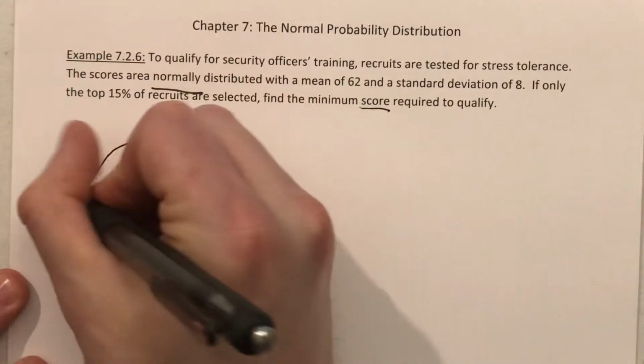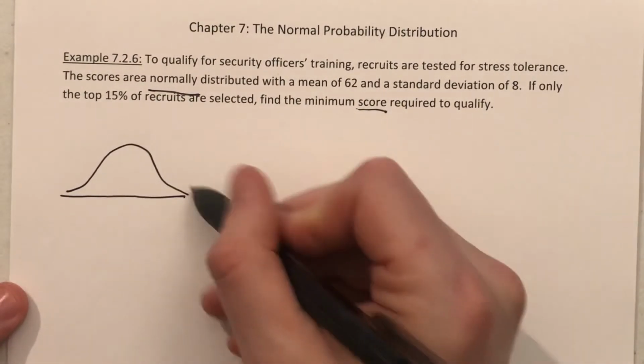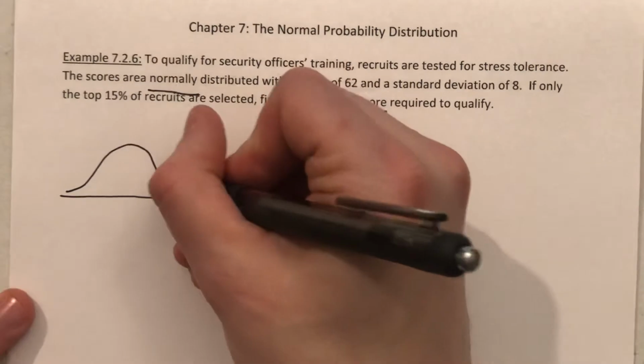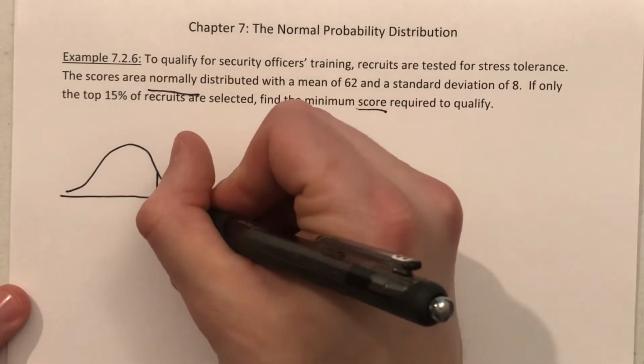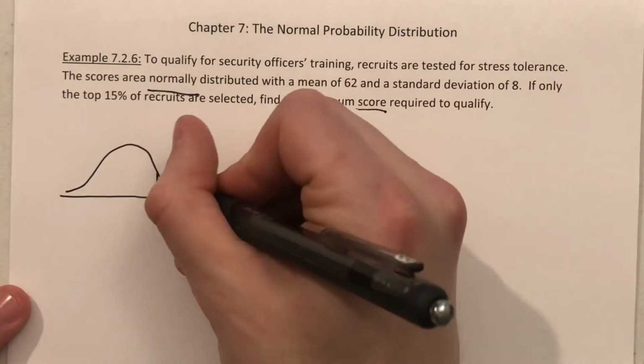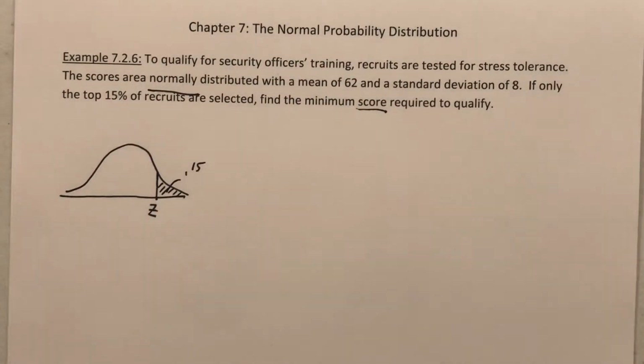So we have a normal shaped distribution. We want the top 15%, the best 15. They're up here. And 15% isn't a lot, so it's going to be a small tail. We want to know where that value would be so that that area is 0.15. That's what this question's looking for.